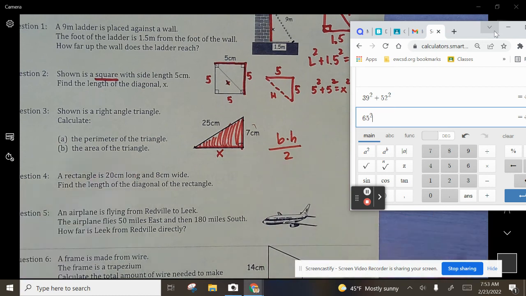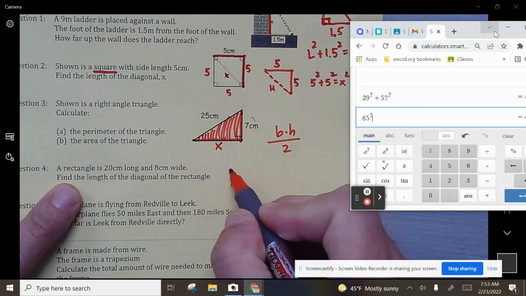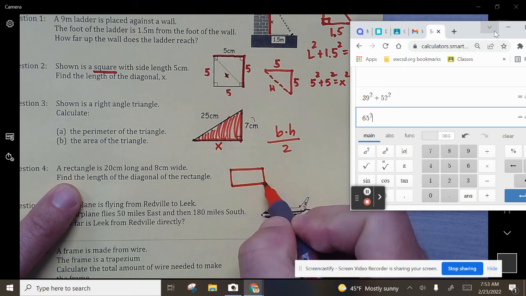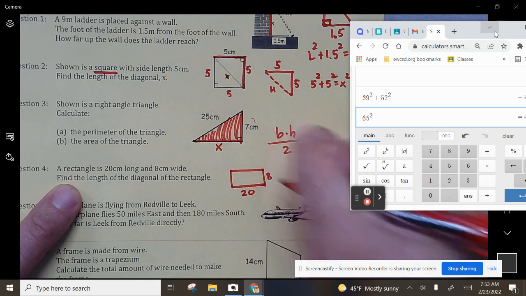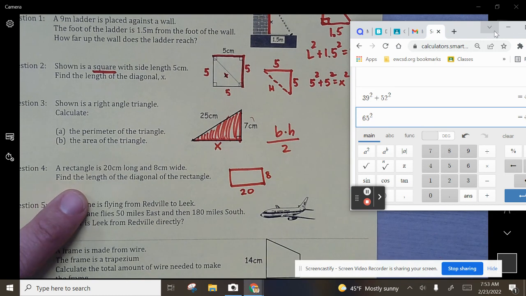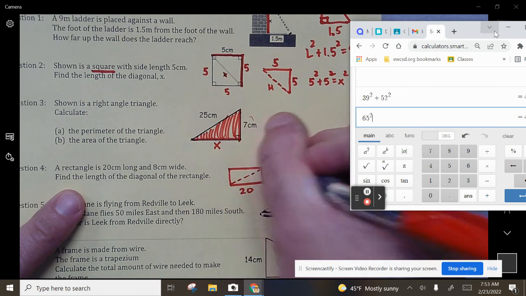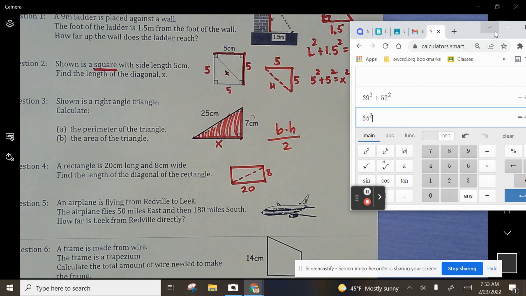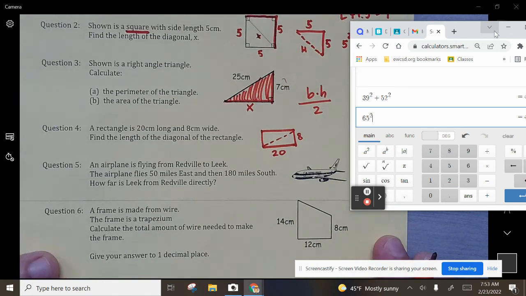All right. A rectangle is 20 centimeters long and 8 centimeters wide. Could you draw that for me? A rectangle is 20 centimeters long, 8 centimeters wide. We okay with that? Find the length of the diagonal. Could you do that? Of course you could. Just treat it that way. If you need some help, talk to Miss Alonzo. She's got this.